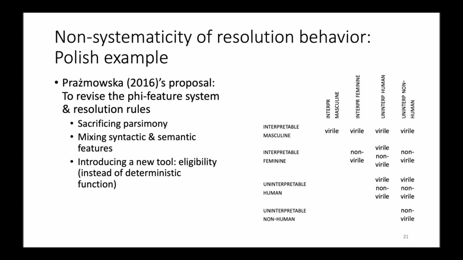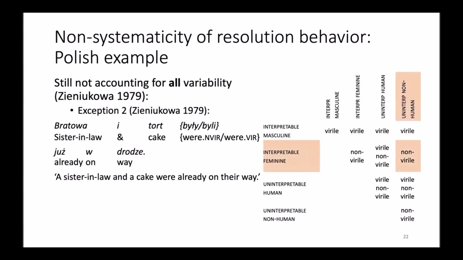Okay, so this is kind of a three-bullet-point list of things that are non-ideal about the system, but maybe a natural system is non-optimal. But let's see now whether it accounts for all the data. And immediately we see that it does not.